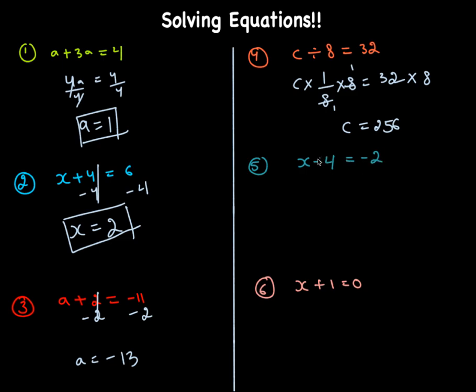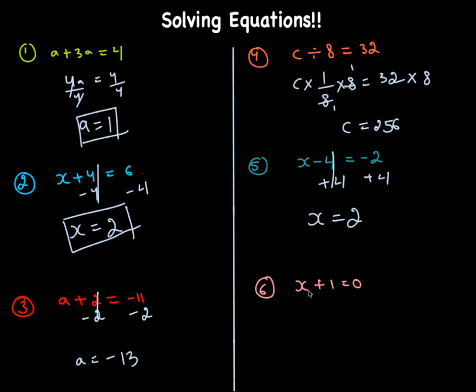Let's do problem number 5, x minus 4 is equal to negative 2. We want to get rid of this 4, but remember this 4 is negative. So we're going to add 4 to the left hand side and add 4 to the right hand side. Negative 4 plus 4 cancels out, giving me 0. So we're left with x on the left hand side, and negative 2 plus 4 gives me positive 2.